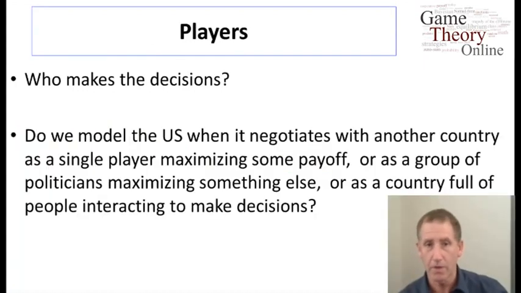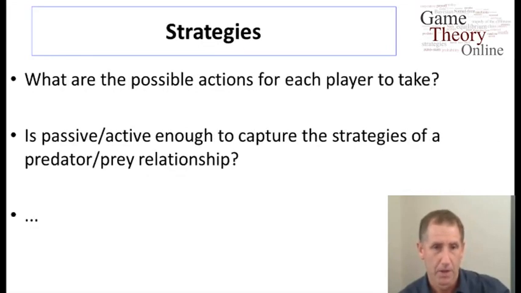So who are these decision makers? Well, let's take an example. When we're speaking about negotiation among countries, are we speaking about the U.S. as a single entity? Are we speaking about some political party or some office, the State Department, or about all the citizens? It's a decision we need to make as modelers, and that's the first thing we need to do.